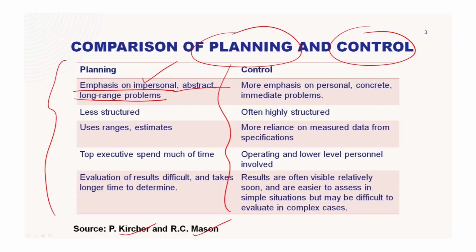Planning activities are done for the overall growth of the organization. It is not a day-to-day activity. Day-to-day activities are also done, but not at the top level management. We are talking about the top level management where the long term perspective will be approached. Whereas controlling puts more emphasis on the personal, concrete and immediate problems.